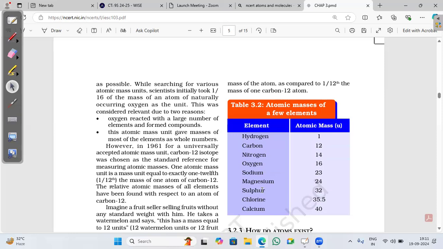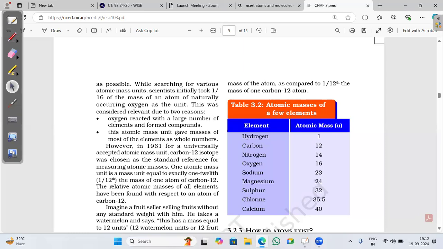Why did we choose carbon? While searching for an atomic mass unit, scientists initially took 1/16th of the mass of an atom of naturally occurring oxygen as the unit. This was considered relevant for two reasons. Oxygen reacted with a large number of elements to form oxides and compounds, and it gave the masses of most elements as whole numbers. So 1/16th of the mass of oxygen was chosen.